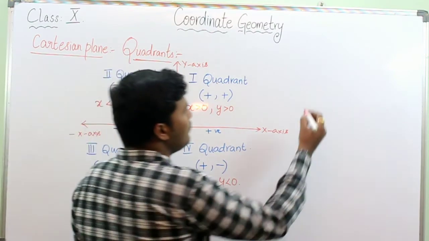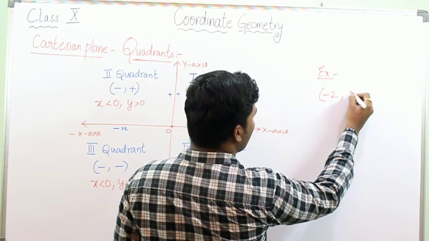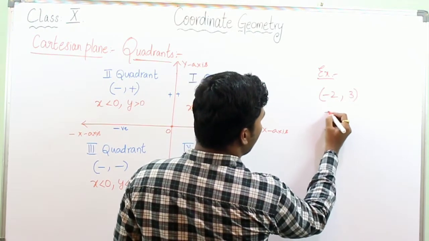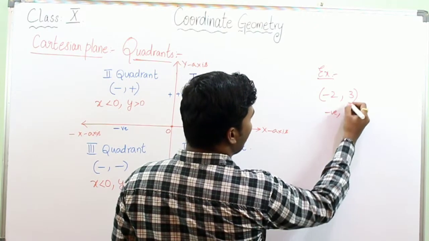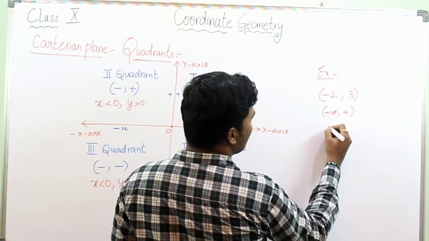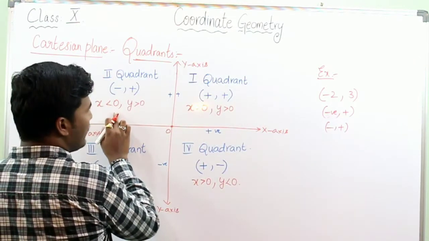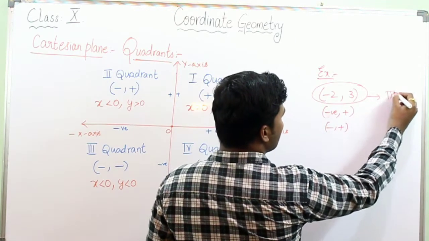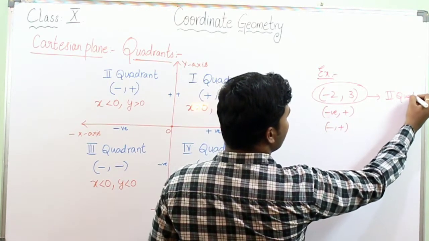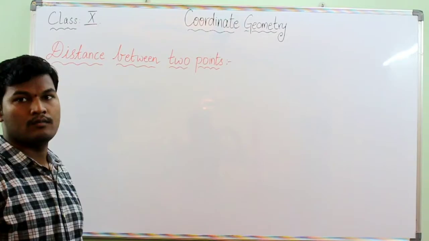Let us see an example. I have a point (-2, 3). Here you can see that the x-coordinate is negative and the y-coordinate is positive. Negative comma positive lies in the second quadrant. Therefore (-2, 3) lies in the second quadrant. Like this you can check for the others.